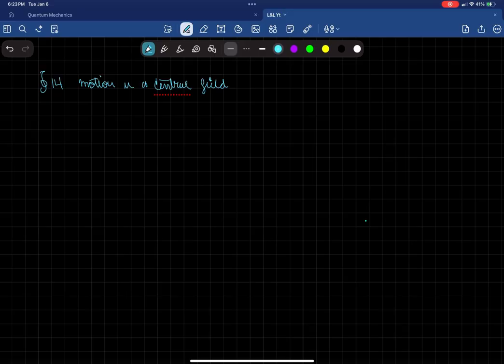So a central field is where U depends only on r at some fixed point.